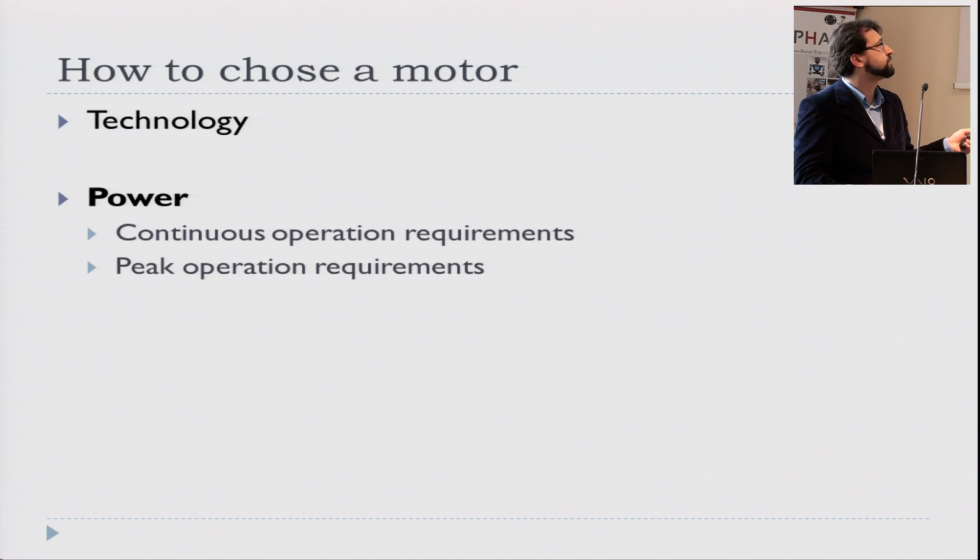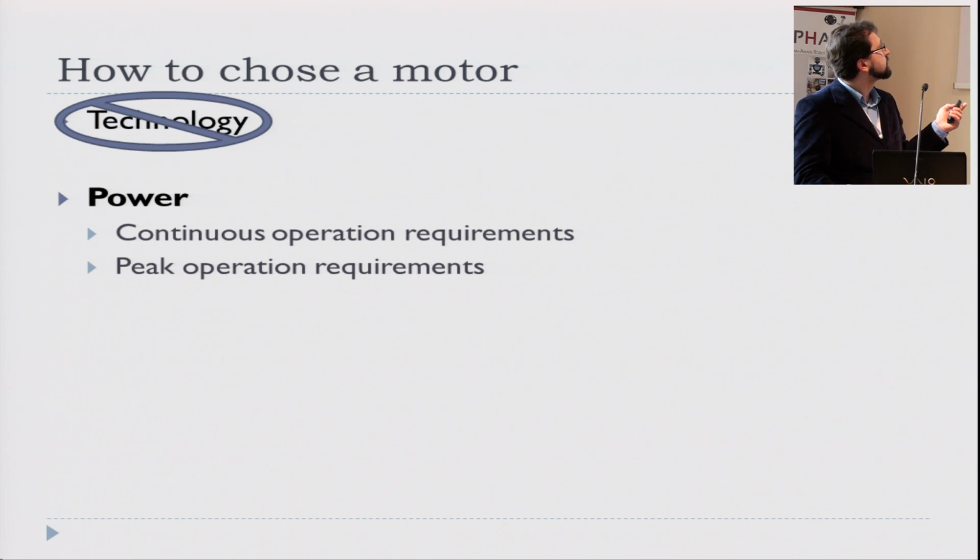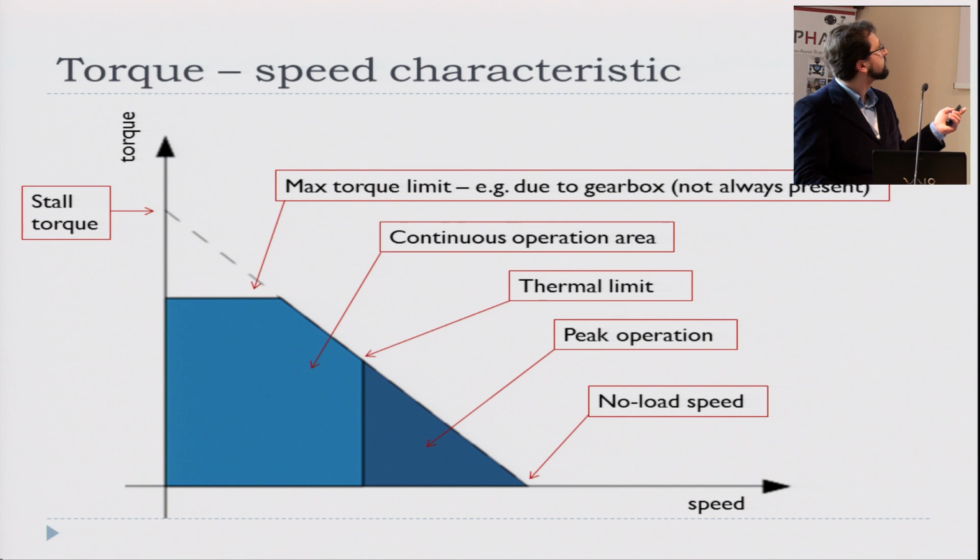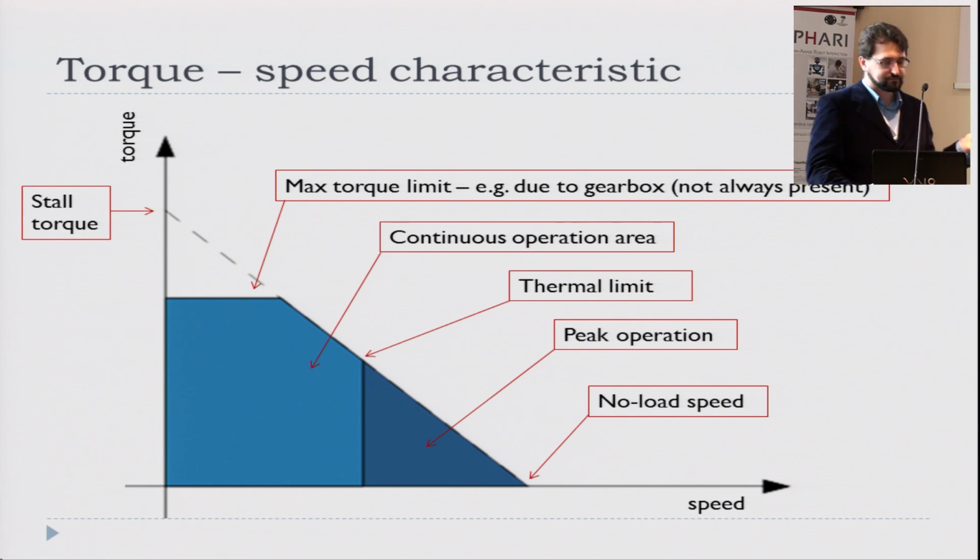Otherwise, if you design a robot, you have a lot of peaks. For example, think about a pair of legs. Every time the leg stands, it's exerting a lot of torque, while in the air, it's not. So instead of looking at the technology, let's look at the power. How do I look at the power of an electric motor? Okay, let's take the torque-speed characteristic. A typical torque-speed characteristic of a DC motor is something like this.